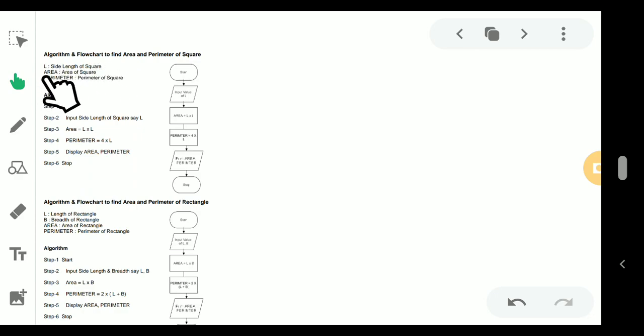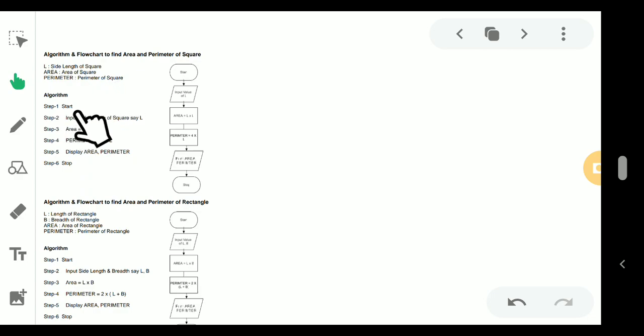To hold the area result, I am declaring a variable called area. Another variable I'm taking is PERIMETER, in capital letters, to hold the result of the perimeter of a square. So let's start the algorithm.